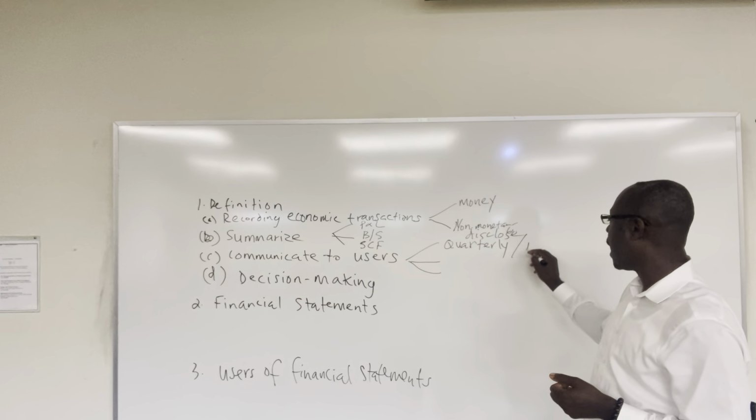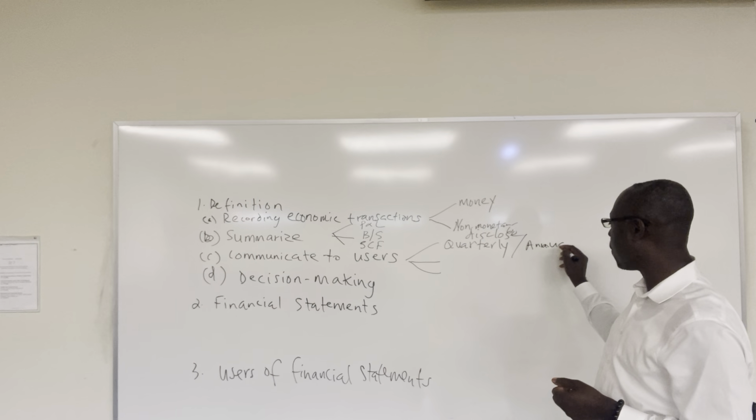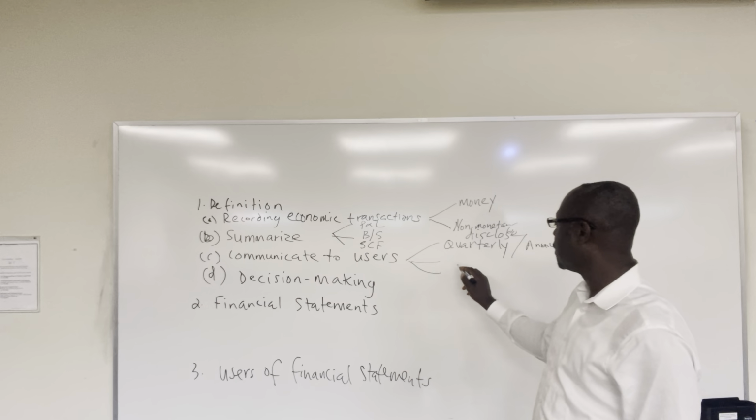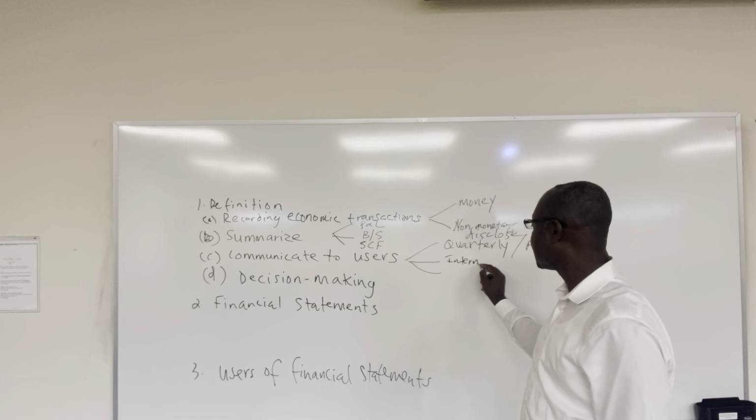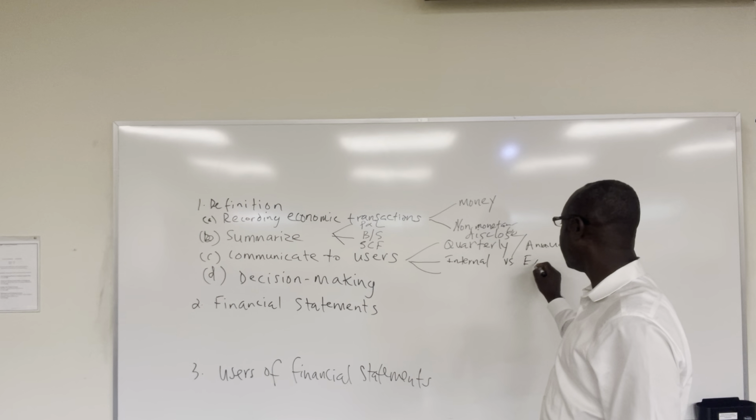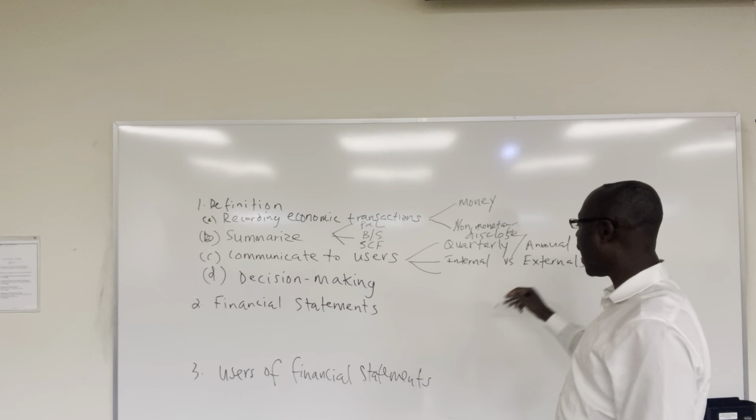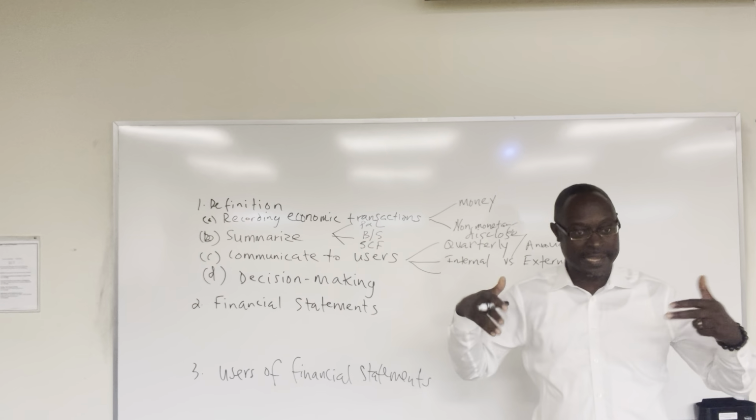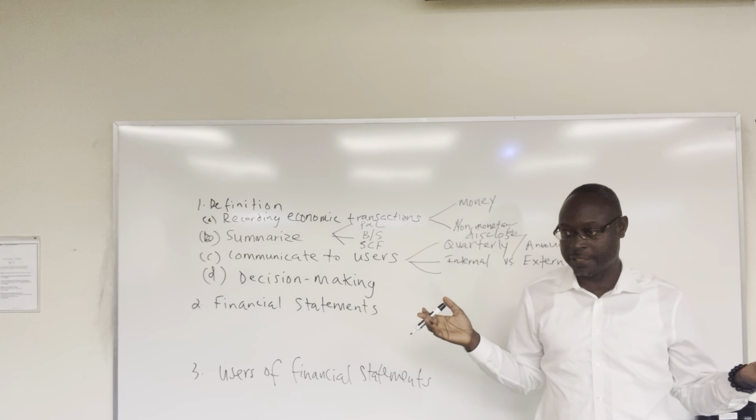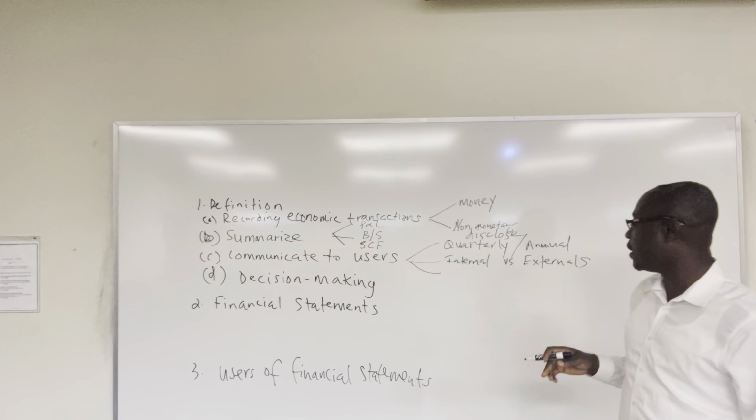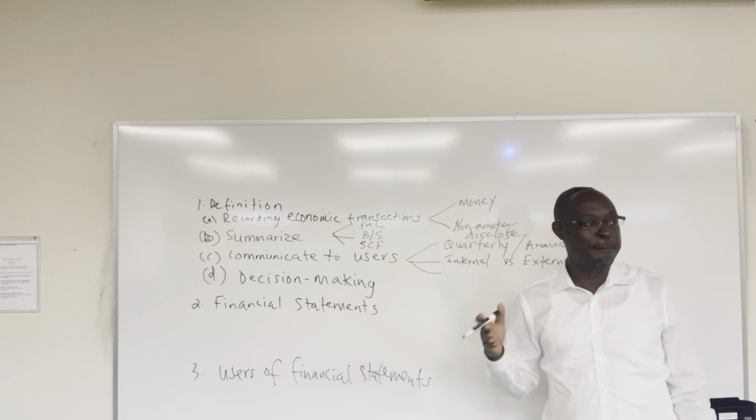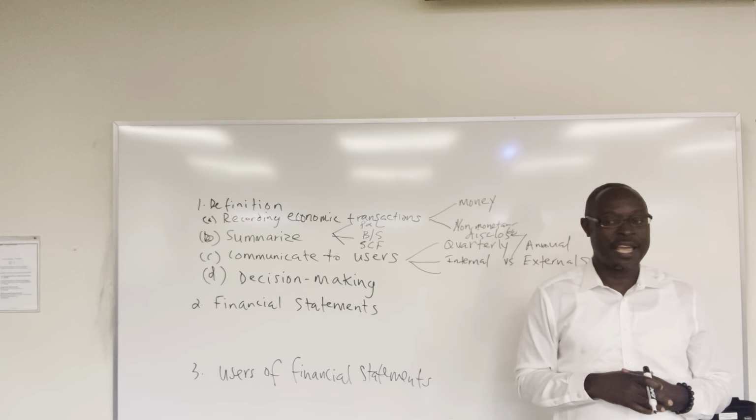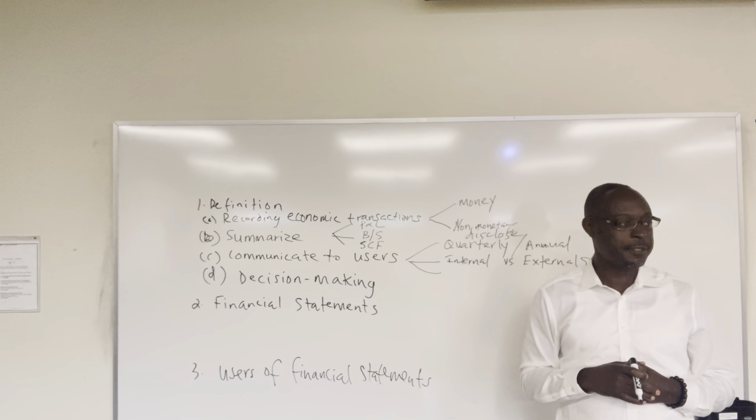So quarterly, annually, annual reporting of information, and we are going to communicate that information to internal and external users. The internal users of financial statements are management, employees, and people who are inside the company, the board of directors, correct? And then the external users of financial statements will be investors, banks, regulators, creditors. These are some of the interested parties in the information that we are going to provide. Does that make sense? All right.